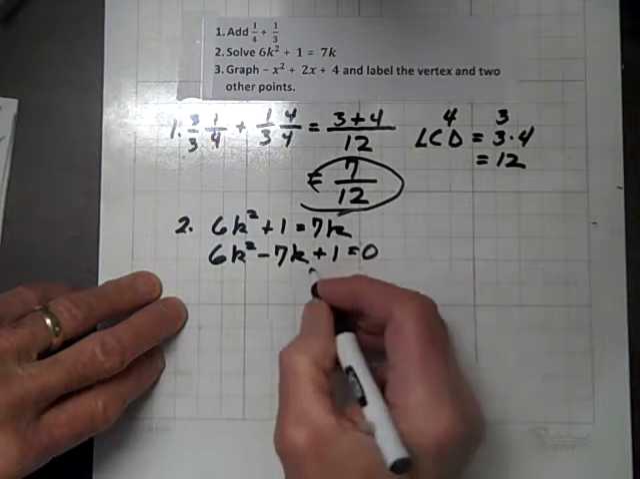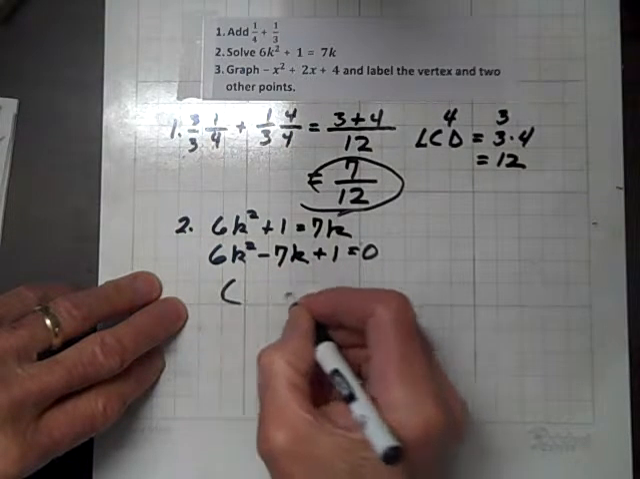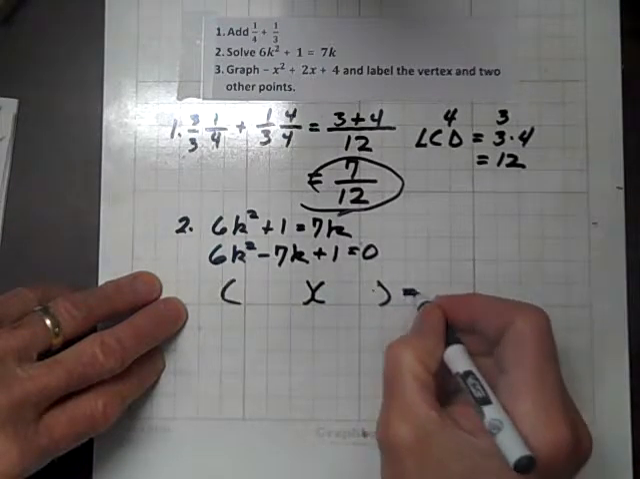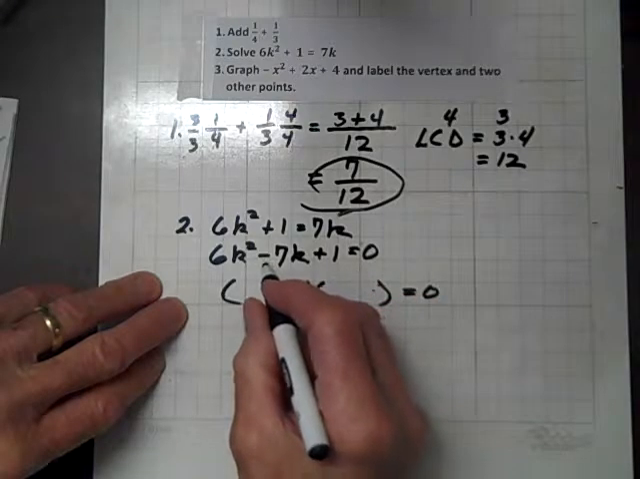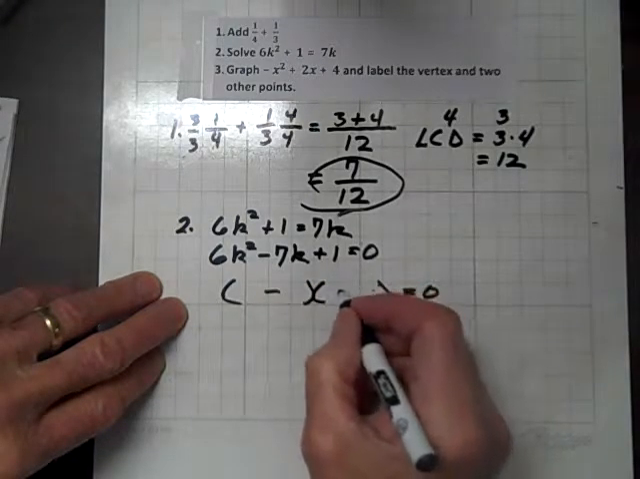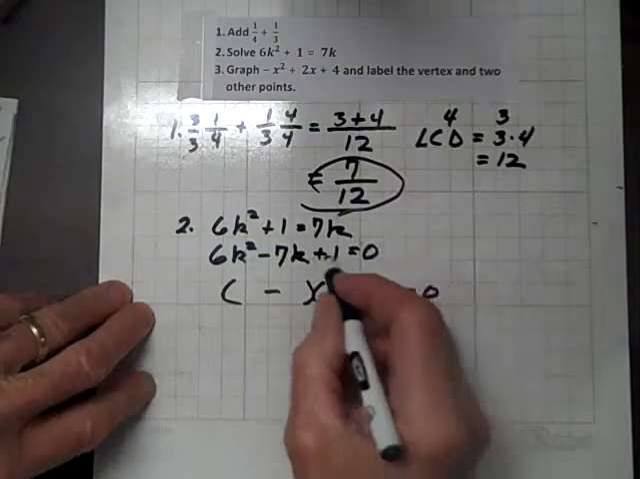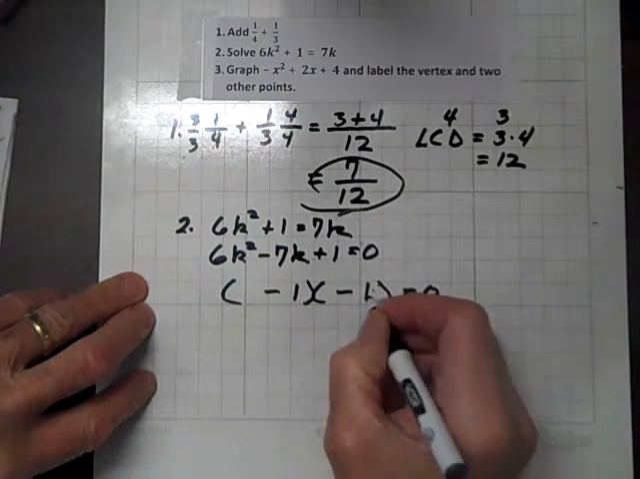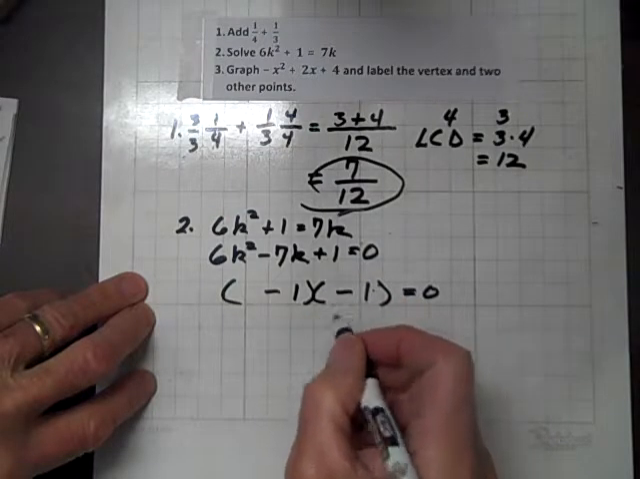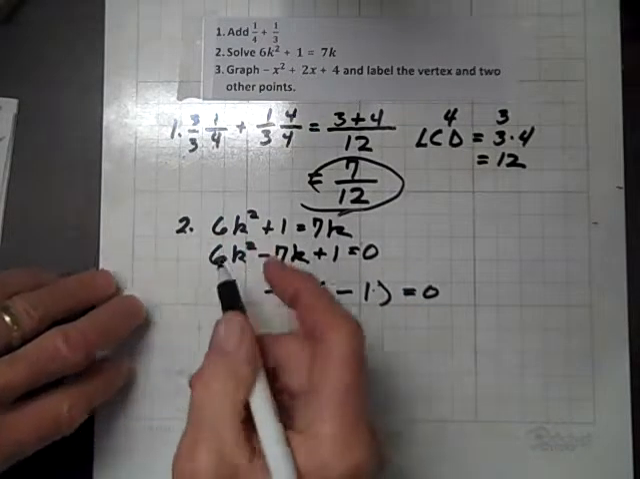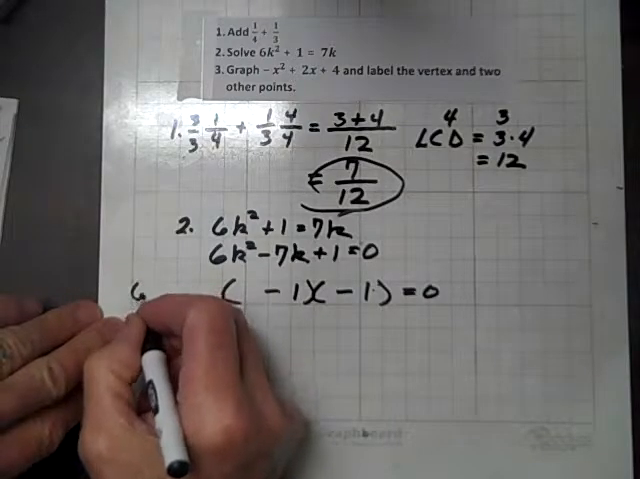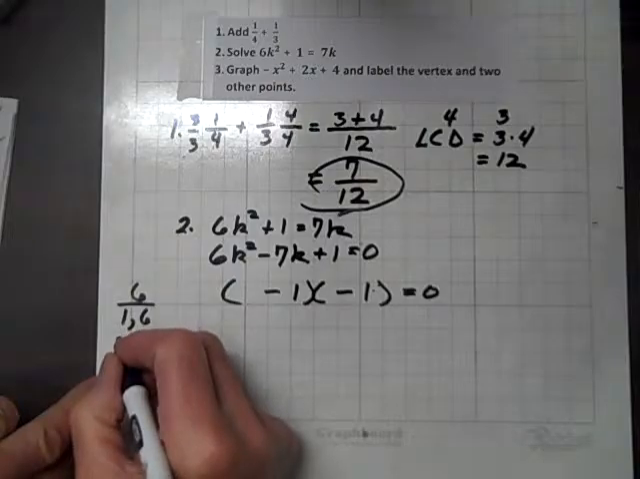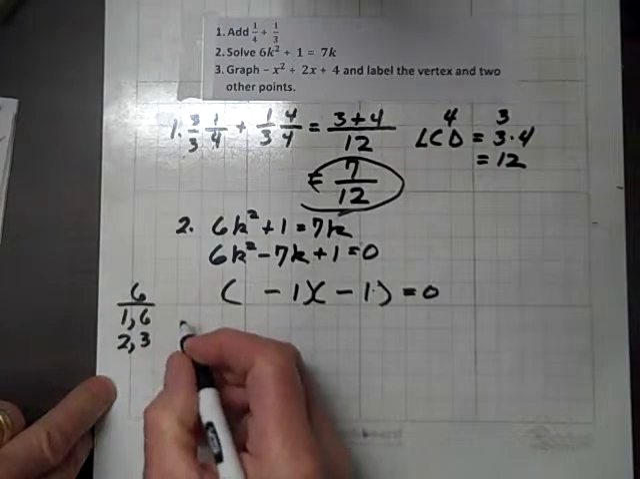Next step is to factor. So, we know we need parentheses. This thing equals 0. We know we need negative signs. Now look at, oh, by the way, all the factors of 1 are 1 and 1, so these positions are occupied. Now let's look at the factors of 6, and they are 1 and 6 and 2 and 3.